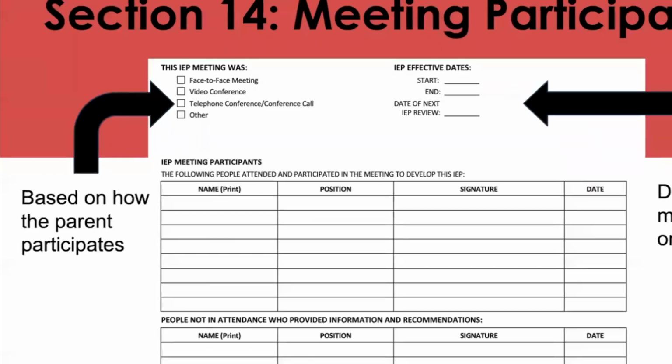All right, on your section 14, in your meeting participants page, your required team members are the student, for any of those students who are 14 years and older. Remember, 14 through 17, they need to be invited. 18, they are required. Your parent should be one of your team members. A general education teacher who actually works with the student. Your intervention specialist working with the student, and your district rep.